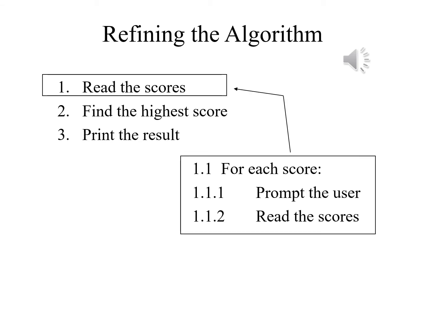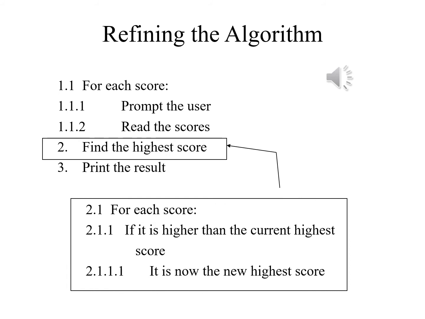As we flesh out step 1, we know that for each of the 10 scores, we will need to prompt the user and then read in the score. Similarly, we can flesh out step 2. For each score, we will determine if it is higher than what is currently the highest score. If it is higher than what is currently the highest score, it becomes our new highest score.